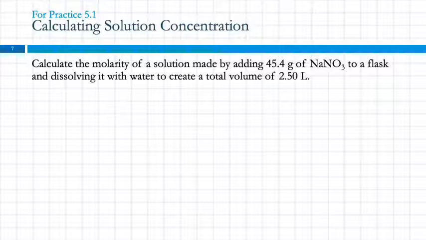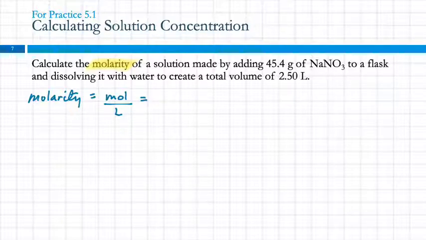So calculating solution concentration. Calculate the molarity of a solution made by adding 45.4 grams of sodium nitrate to a flask and dissolving it with water to create a total volume of 2.50 liters. So it says calculate the molarity. So molarity, I need to know what that means. Molarity is moles per liter. So I need the moles of solute and I need the liters of solution. Was I given either of those?